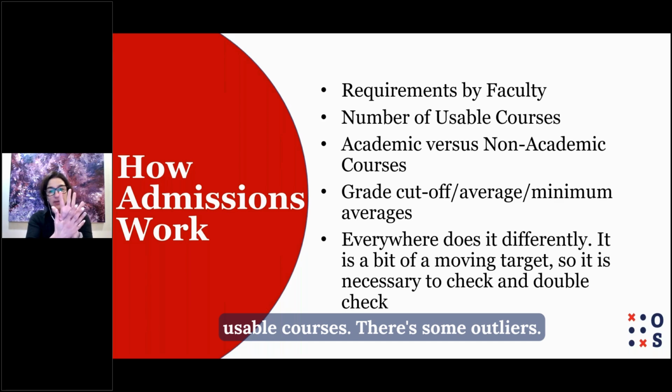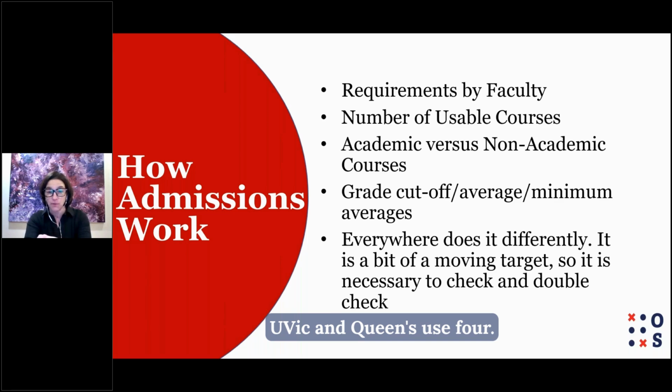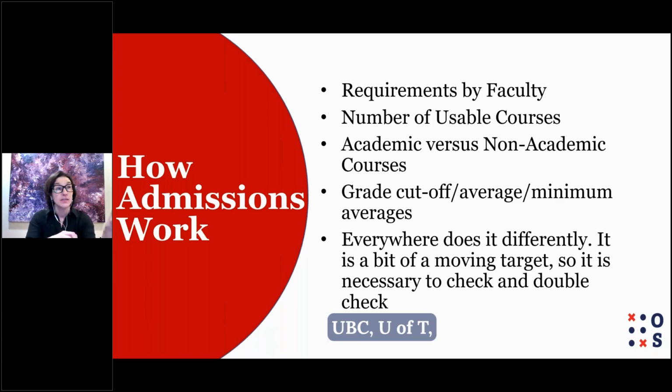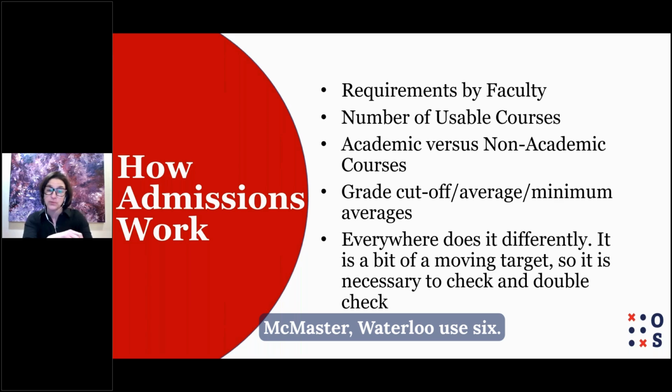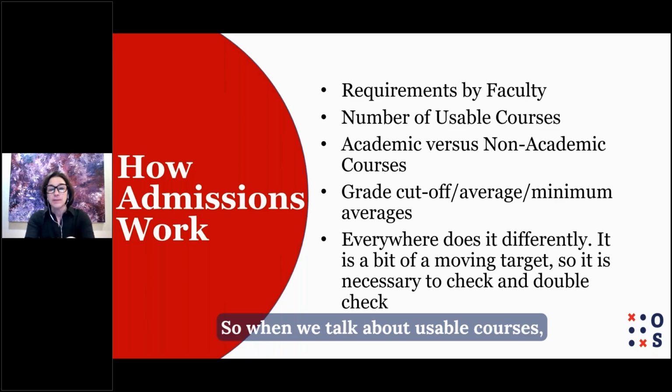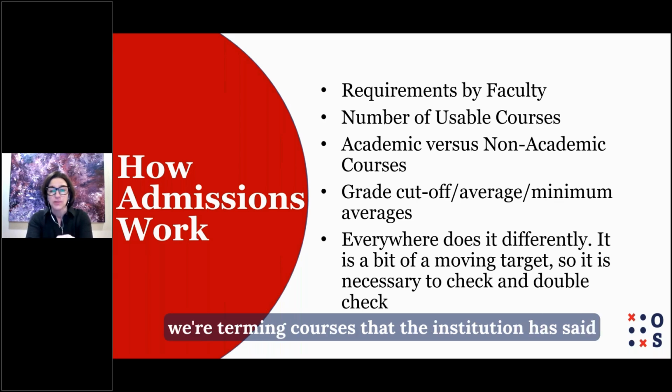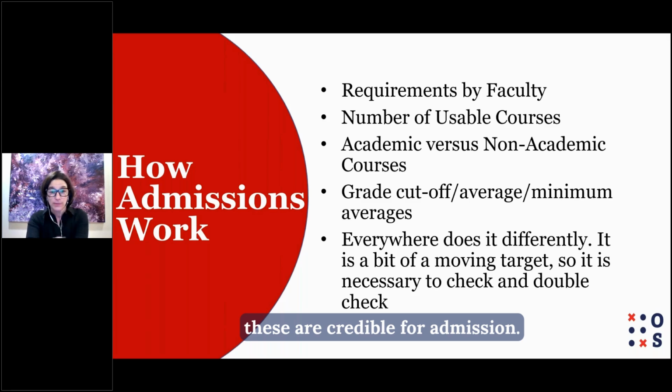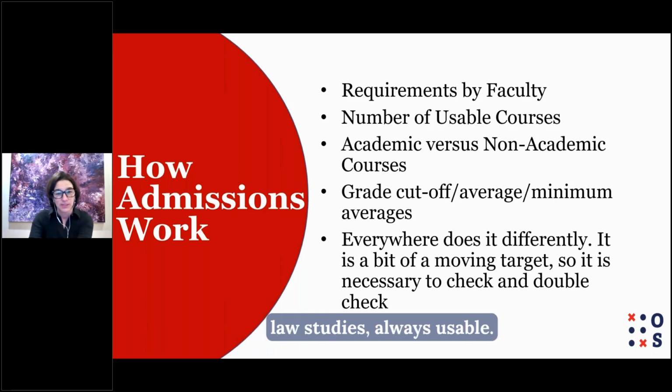There's some outliers. UVic and Queen's use 4. UBC, U of T, McMaster, Waterloo use 6. So when we talk about usable courses, we're terming courses that the institution has said, these are credible for admission. Most of them tend to be academic in nature. Things like chemistry, Spanish, law studies, always usable.